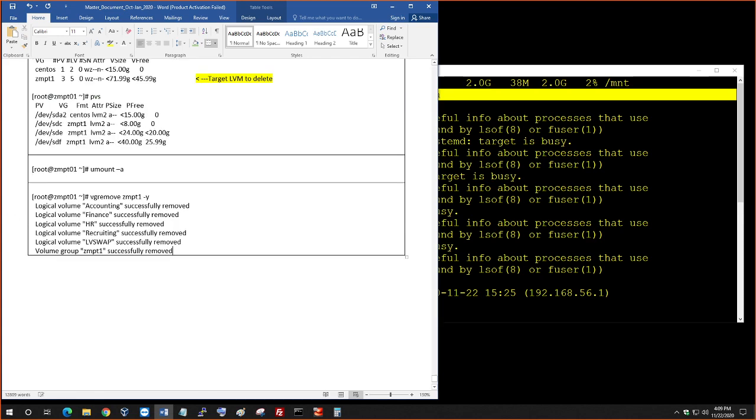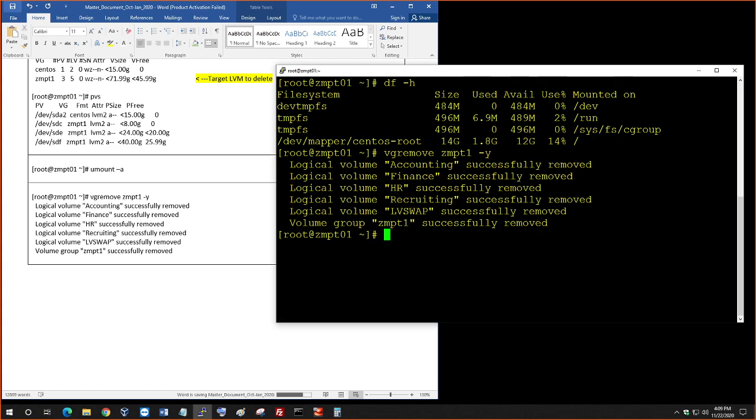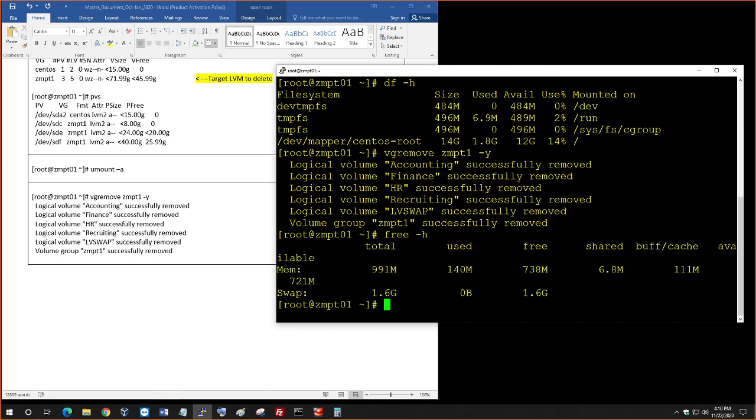Okay, and I'm going to save it, and then the next command you do is delete physical volume. Okay, let's do free -h, because I also had the swap. So the swap is gone too. Okay, so you don't need to worry about that.